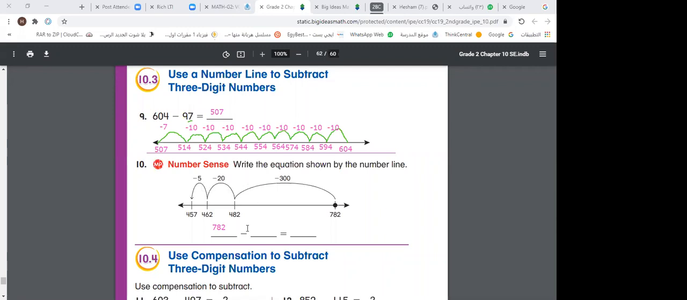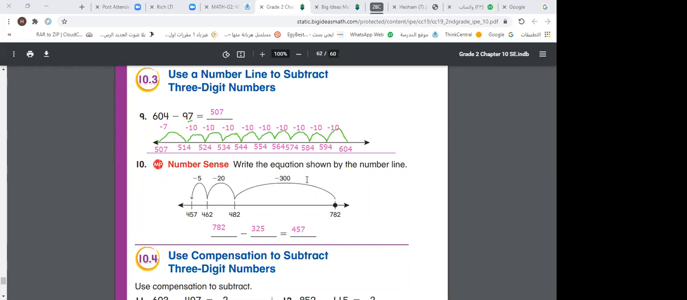Okay. So here let's write minus 325. Why 325? Because we subtract 320 and 5. We subtract 325. Now, what's the difference? What's the last number that you reach? 457. You are excellent, boy. Thank you, Abdurrahman. Bye.